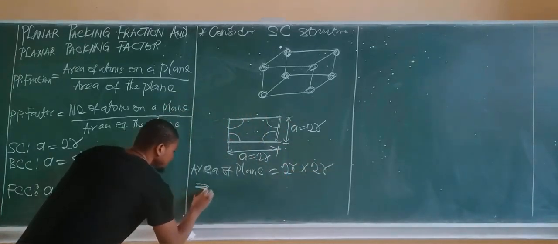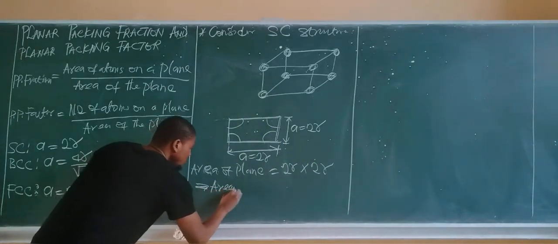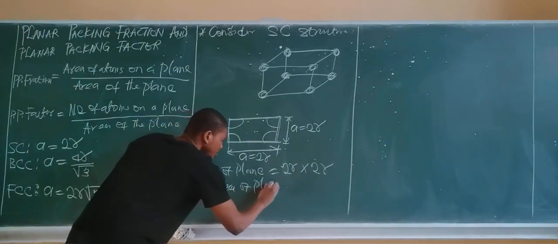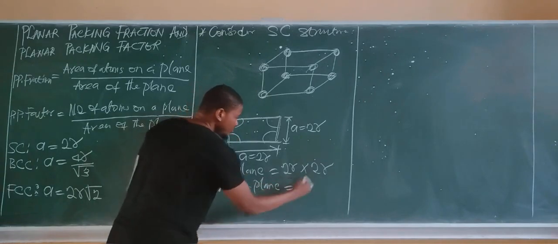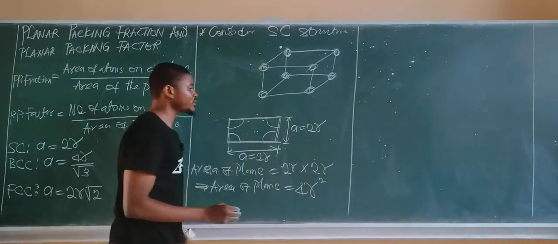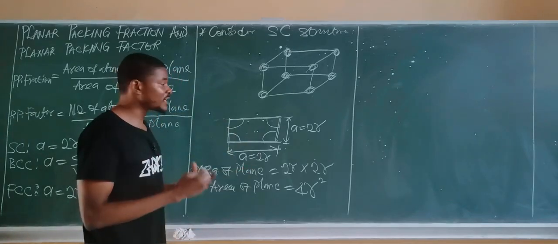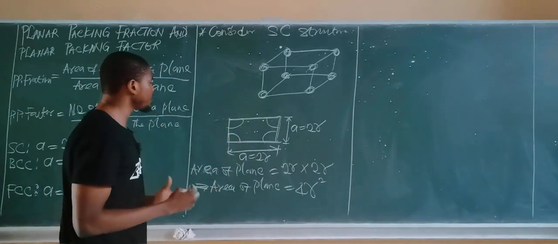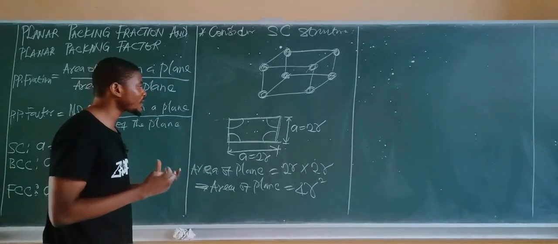So this implies that the area of the plane is simply 2 times 2 is 4, and R times R gives us R squared. So this gives us the area of this plane where these atoms are found. Now the next thing to do is to find what? The total number of atoms.